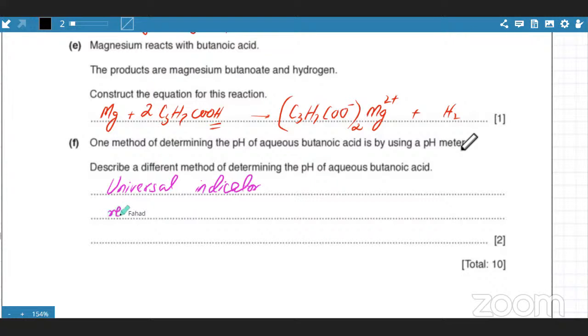So red indicates strong acid, whereas orange would indicate weak acid. So that's universal indicator papers. Green indicates that it is neutral, and so on. Blue indicates that it's mildly alkaline, and purple indicates that it's very alkaline. So your universal indicator paper tells you the pH of a particular substance.